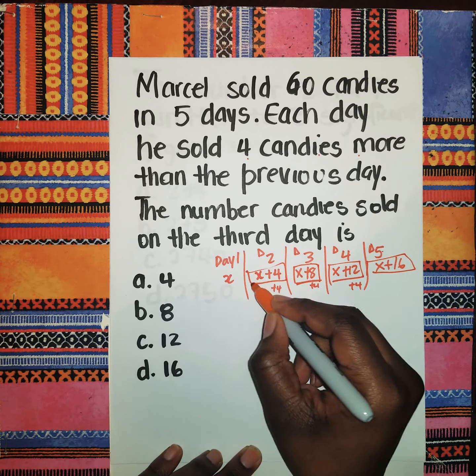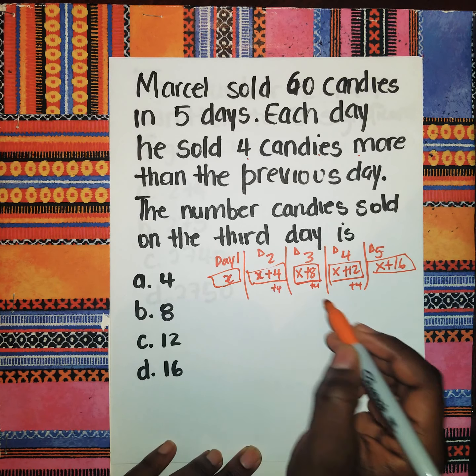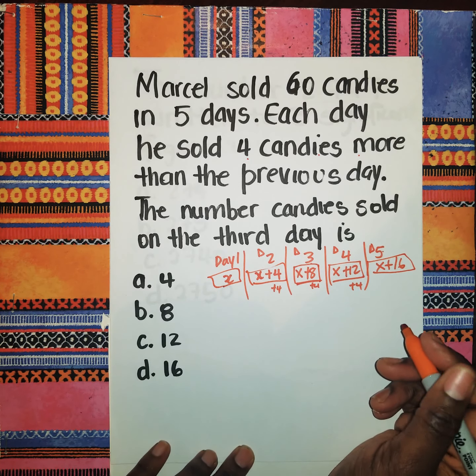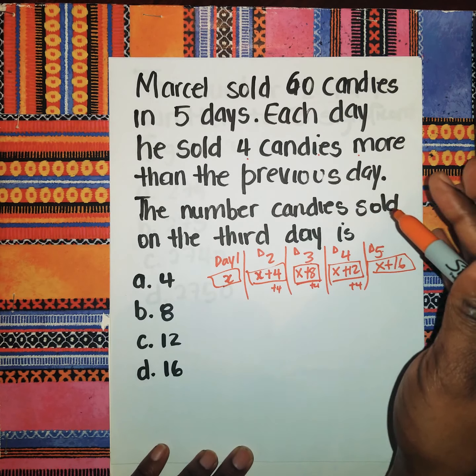I just added the 4 to show you what I'm doing down here. So the 4 is not supposed to be in it. So this is what we're talking about. So yeah, guys, on the 3rd day... But in all, he sold 60 candies in the 5 days.